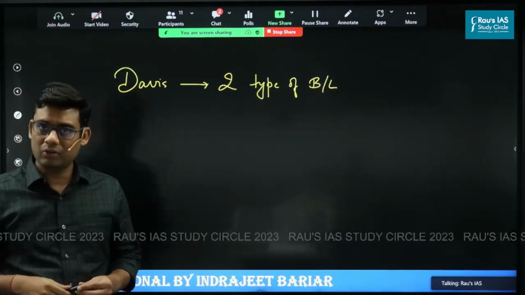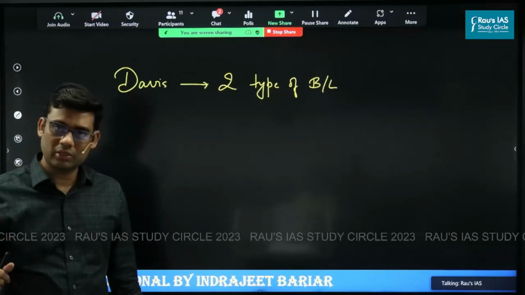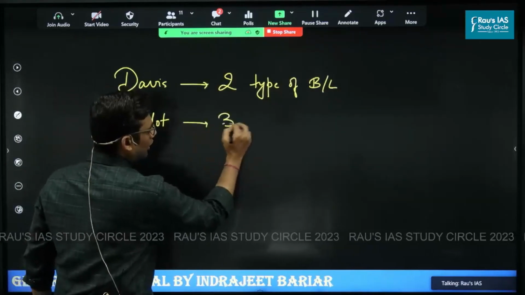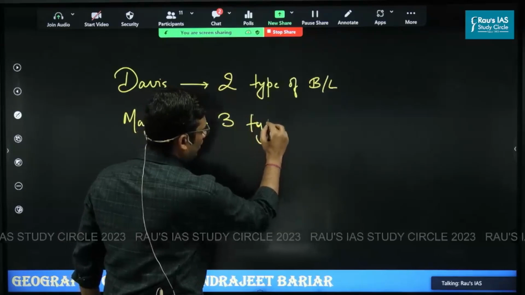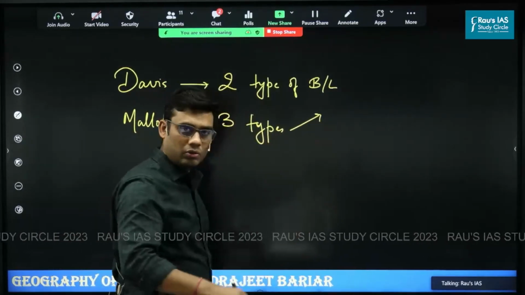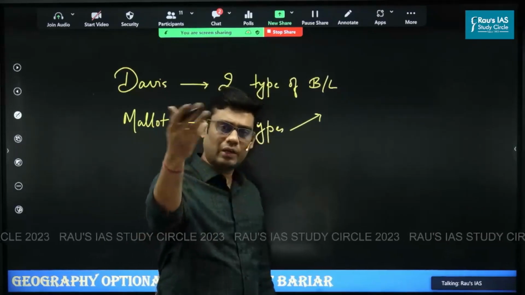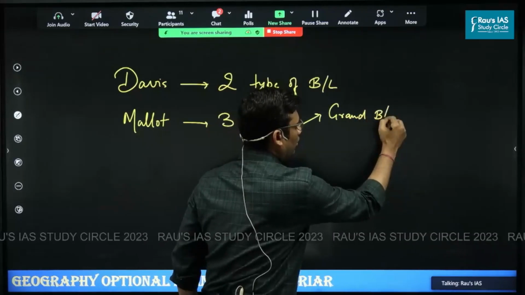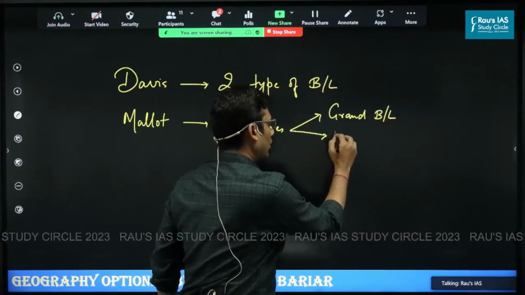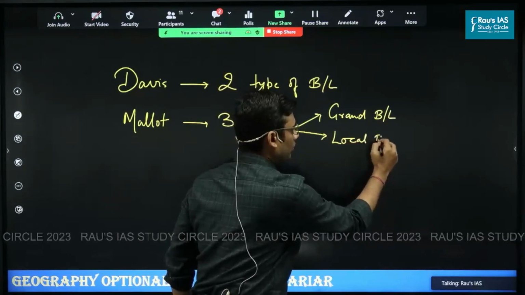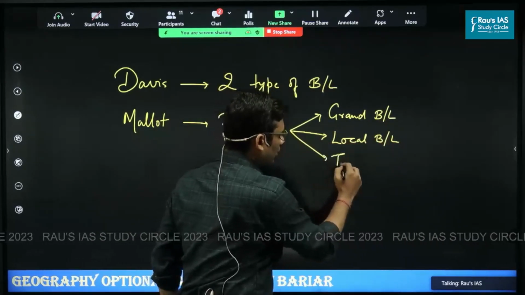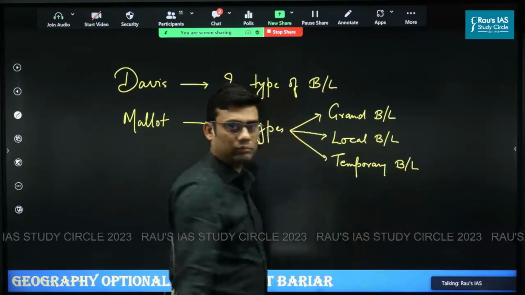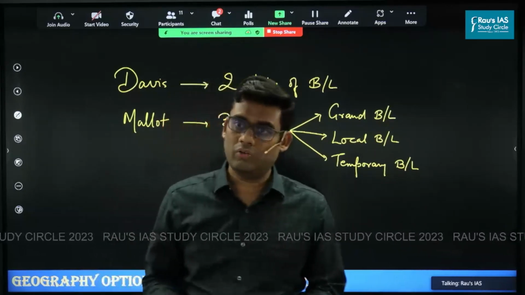Whereas Mallet argues that there are indeed three types of base level. Okay, Mallet says that there are three types of base level, and these types would come from the same. That is, you will have a permanent base level, a grand base level, that is the sea level. So let's say there is this grand base level. Then you have a local base level. And then you have a temporary base level. This is the argument of Mallet.